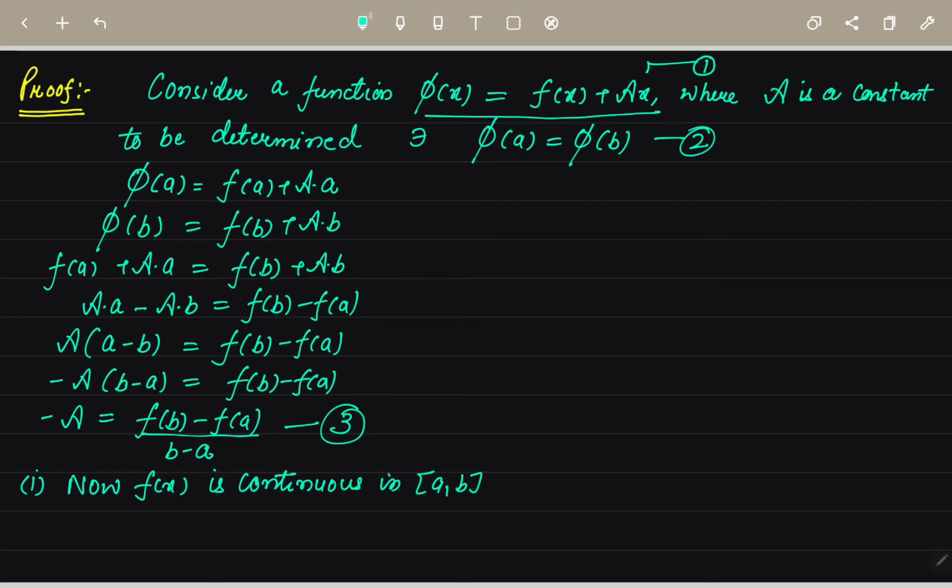Also, a x being a polynomial, this function a x is basically a polynomial. If it is a polynomial, it is continuous, because we know that polynomials are continuous functions. So I will write here, also a x being a polynomial in x is continuous in the closed interval [a, b].